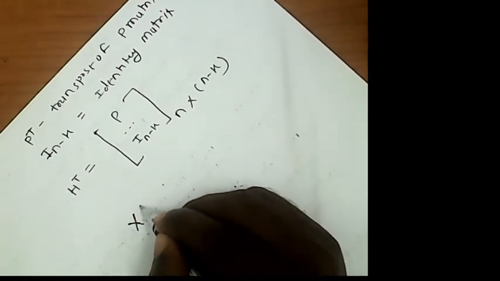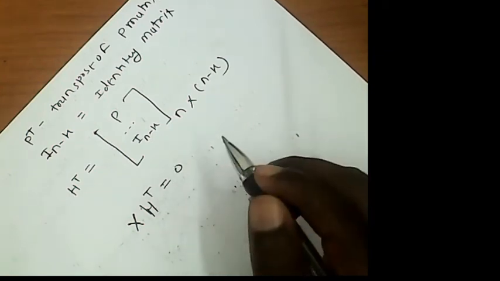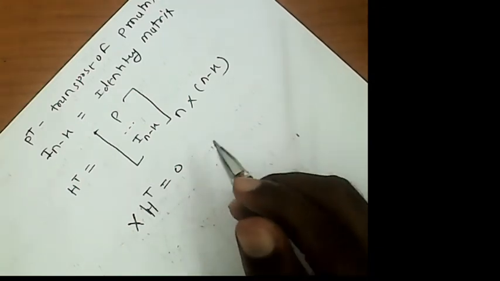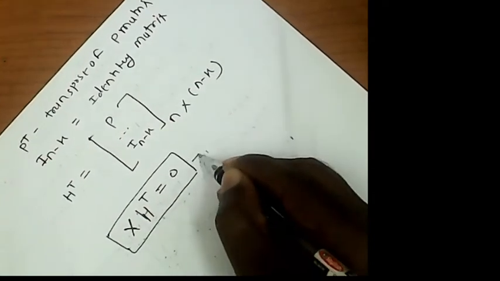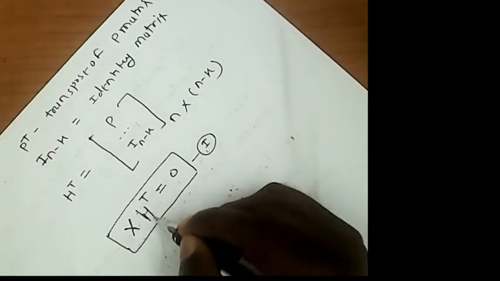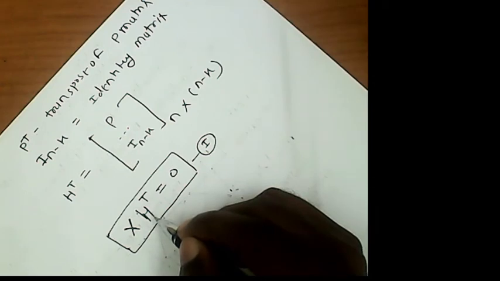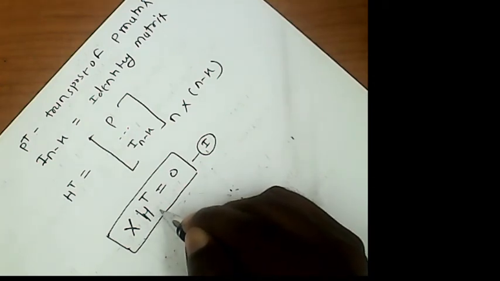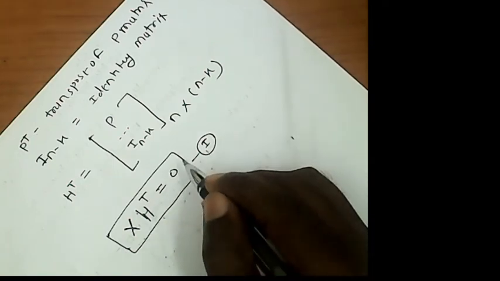that is, x, the code word, multiplied by the transpose of the parity check matrix is equal to 0. That means the product of any code vector and the transpose parity check matrix is always 0. So this property is very important. This equation is very important. The product of the transmitted code word and the transpose of the parity check matrix is always 0.